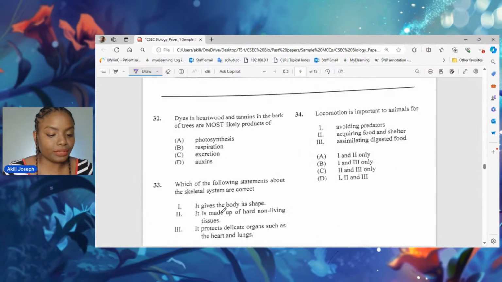32, dyes in hardwood and tannins in the bark of trees are most likely products of photosynthesis, respiration, excretion, or deoxins? Ooh, the answers are slow in the chat with this one. Yeah, but it's going to be C. The plant excretes these wastes by storing them in their leaves just before they fall off.